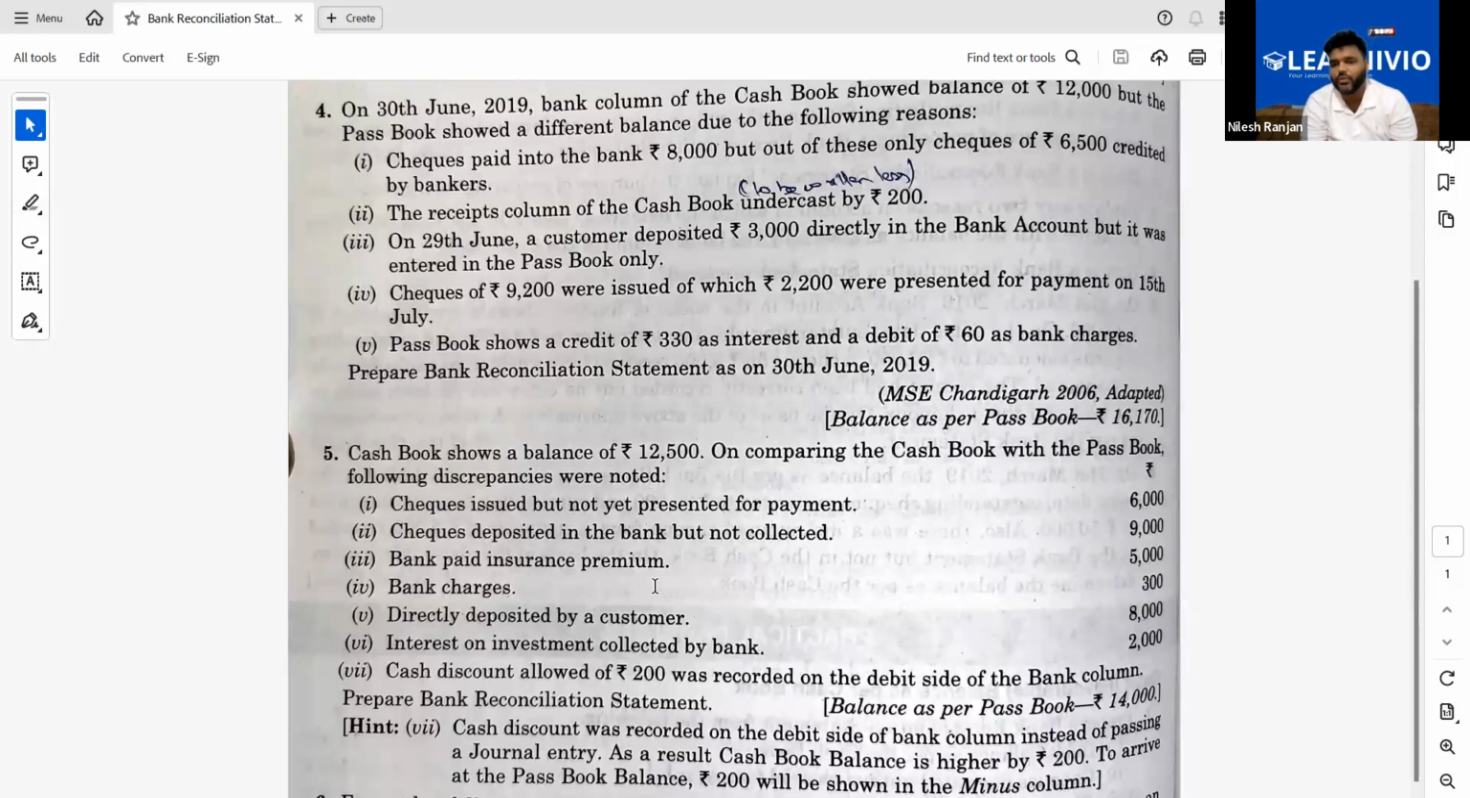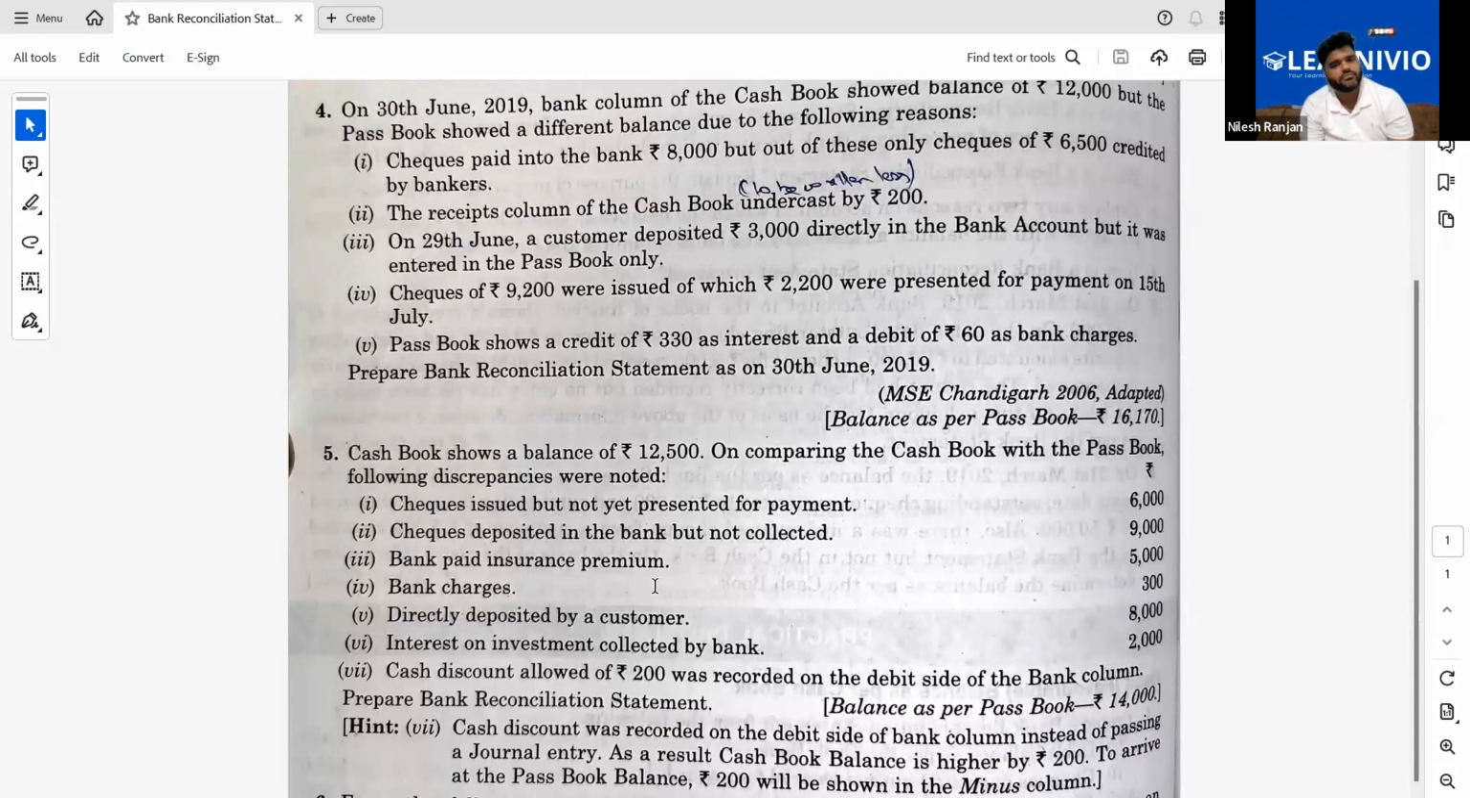Okay, sir. So I wrote it correctly then. If the bank has collected interest, the passbook will increase because the bank is recording the transaction. Passbook is increasing, that's why we will increase our cash book. So the cash book will be added. Here 2000 will be added in the cash book balance. Okay. Yes, sir. What about the last one?